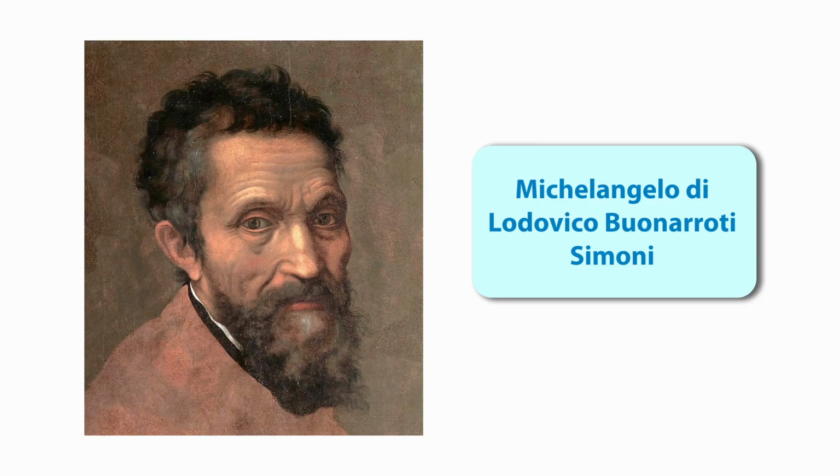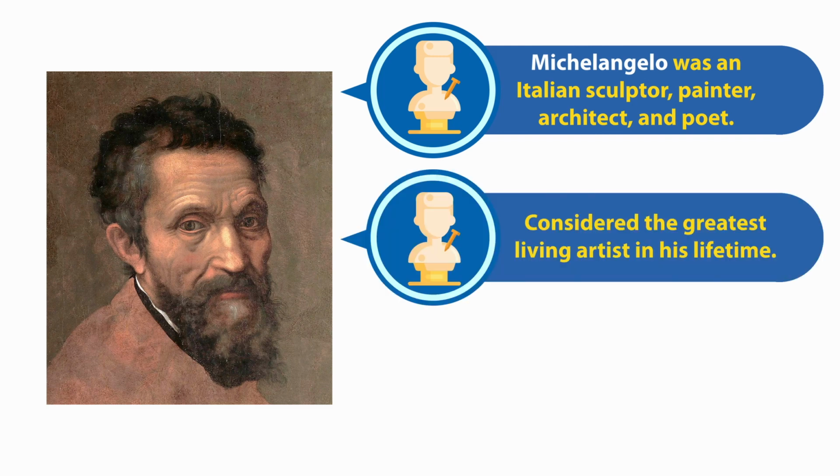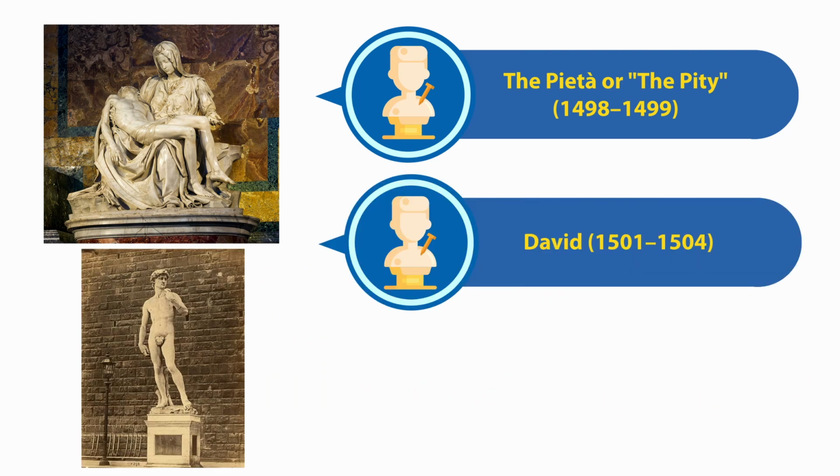Great job, students! Now, how about we recognize some of the famous artists that were inspired by these styles of Greek and Roman arts? Are you excited to know them? Let's start. First is Michelangelo di Lodovico Buonarroti Simoni. Michelangelo was an Italian sculptor, painter, architect, and poet. He was considered the greatest living artist in his lifetime and considered as one of the greatest artists of all time. Among his outstanding works as a sculptor are the Pieta and David.